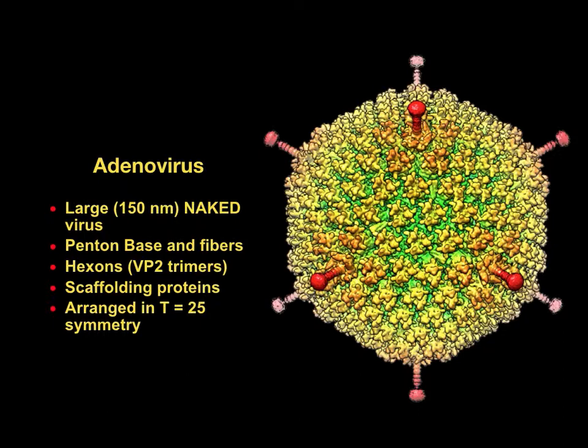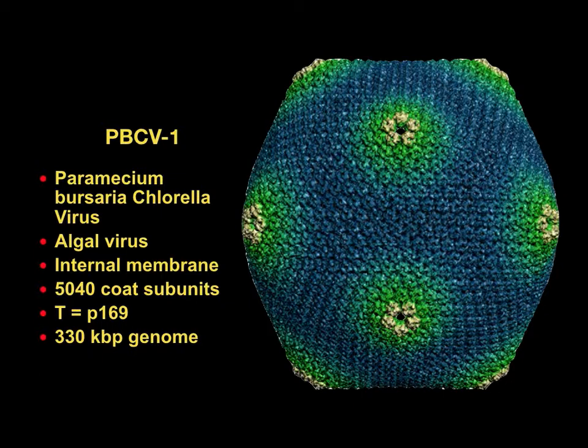Then we have adenovirus, and it has a T number of 25. The hexons are formed by trimers. We can also see these fibers that are located where the pentamers are. This one is an algal virus that has a membrane inside the virus, and it has a T number of P169. It has a giant genome, so now it's trying to make a giant capsid. This one has 5,040 subunits. I mean, they are not all different, sorry. Some of them are, and that's why there is a P here.